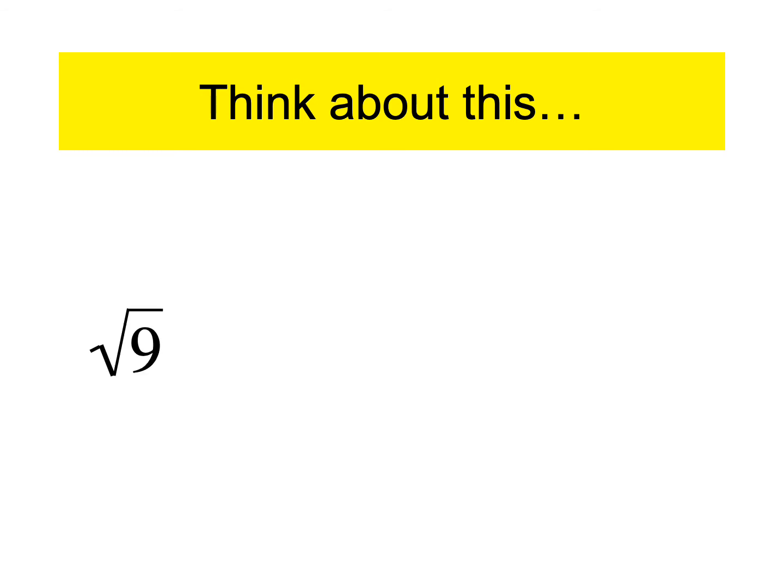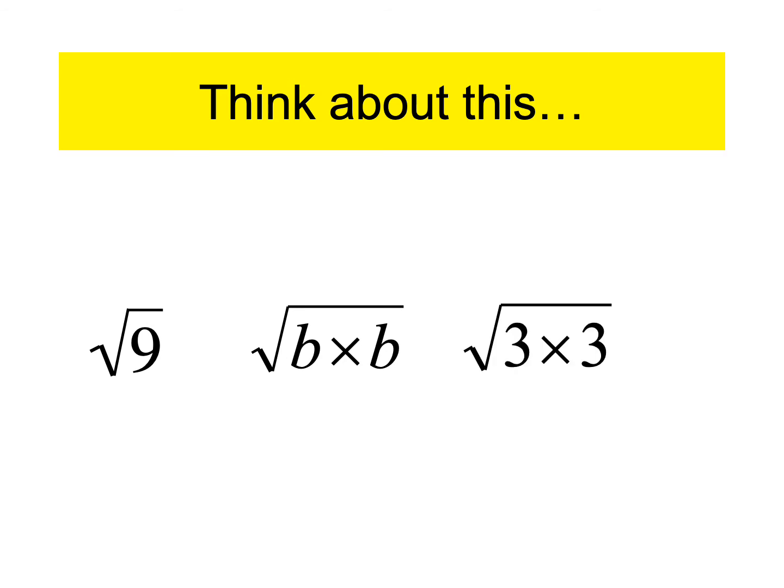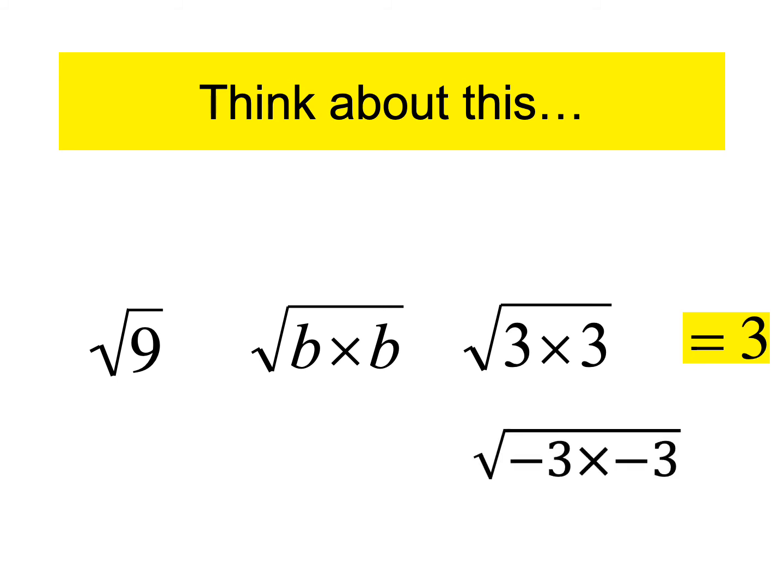So think about this. The square root of 9, it asks the question, what times itself is 9? Well, that's 3, so 3 squared cancels each other. It's 3. There's one problem with this. There's another number multiplied by itself that's 9. Yeah, that's right. Negative 3 times negative 3 is 9.